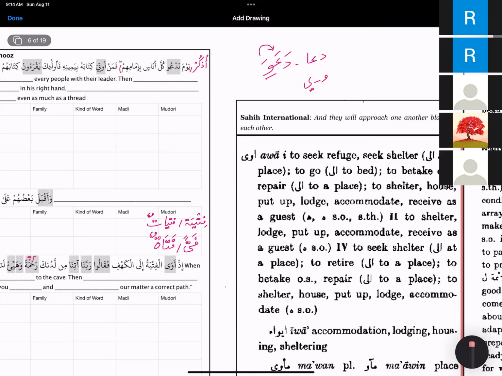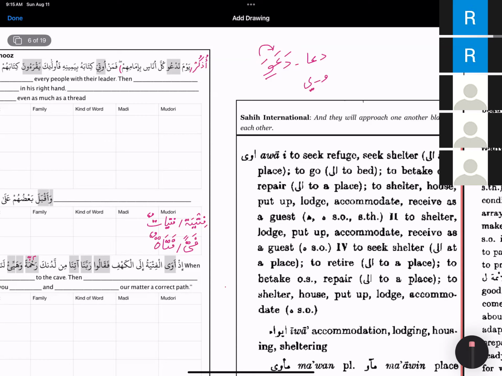And bi imamihim, what kind of construction? Jar majroor plus idafa fragment. So the day we will call every mankind, every human, bi imamihim, with their imam, subhanallah. So we need to see who is our imam, because sometimes we are Muslim, but our leaders, our role models are different. So whoever we are following, Allah subhanahu wa ta'ala is going to call us with them. Yawma nad'u kullu unasim bi imamihim.